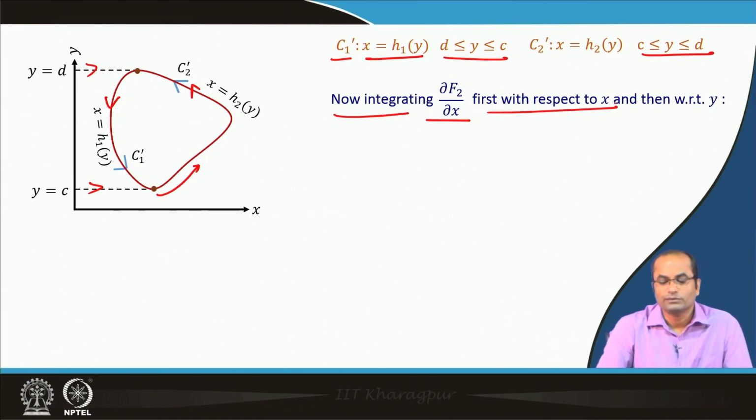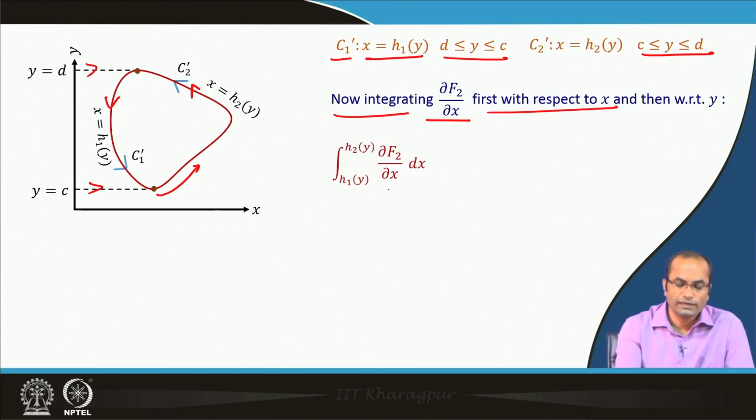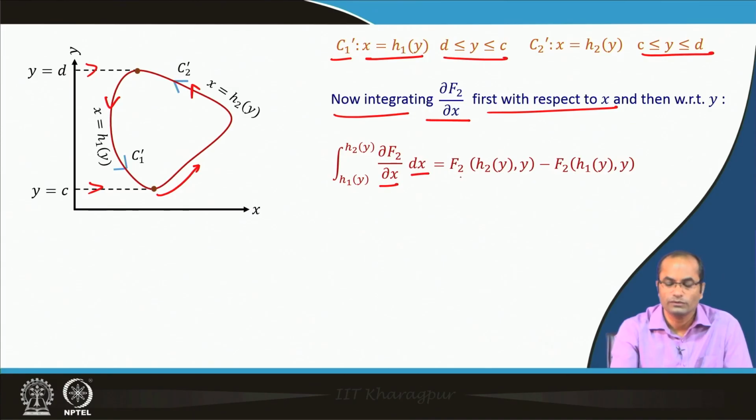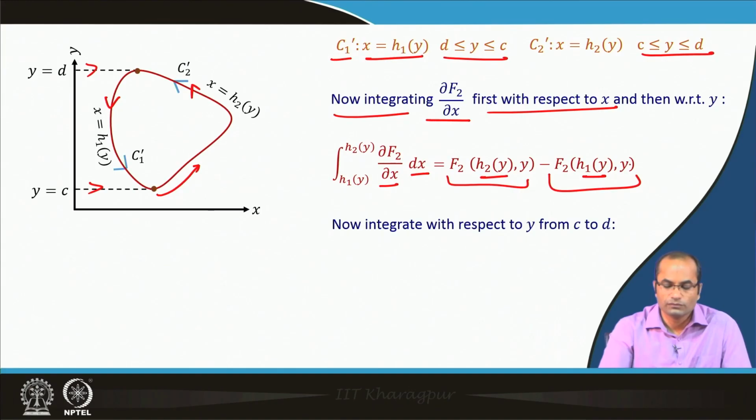and then with respect to y. So, here we have del f2 over del x and we are integrating with respect to x. So, here we have the f2 now, and the upper limit is h2(y) and then the lower limit for x is h1(y). So, again the similar situation. So, we will integrate now with respect to y from c to d.